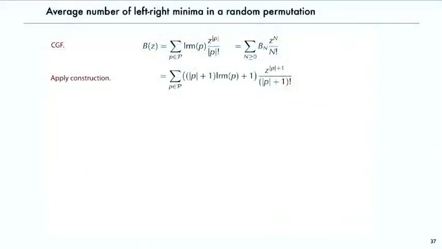So now if we apply the construction, every permutation p gives us p plus 1 permutations. And the number of left to right minima in those permutations is size of p plus 1 times LRM of p plus 1. The size of the permutations that we construct is z to the size of p plus 1. Applying that construction immediately implies that equation on the generating function. And that's an easy equation to simplify.